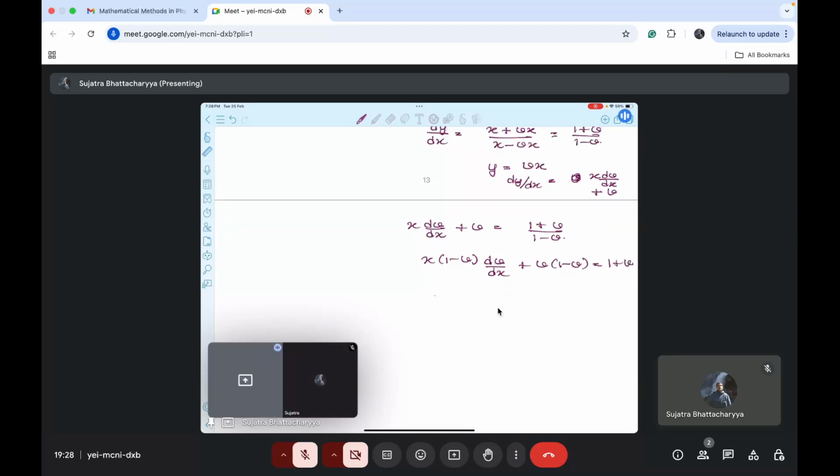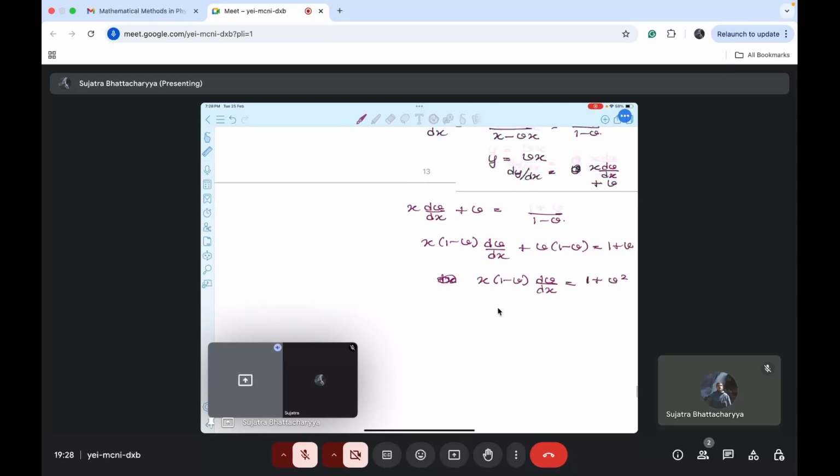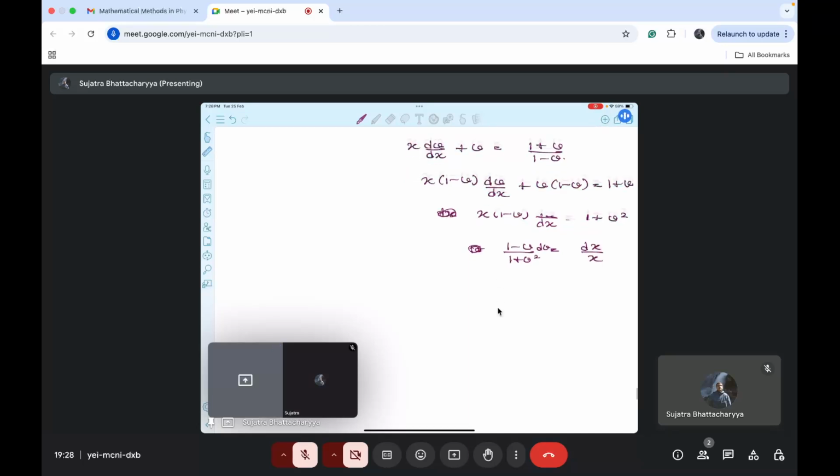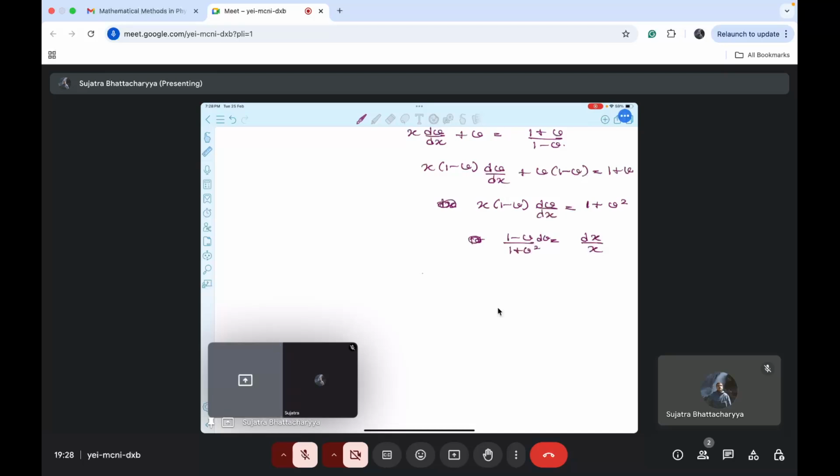So what next is that, let me solve further. x into (1 minus v) dv by dx will be equal to 1 plus v square. I think I have solved it. So it will be (1 minus v) divided by (1 plus v square) dv is equal to dx by x. Now you have to solve it.